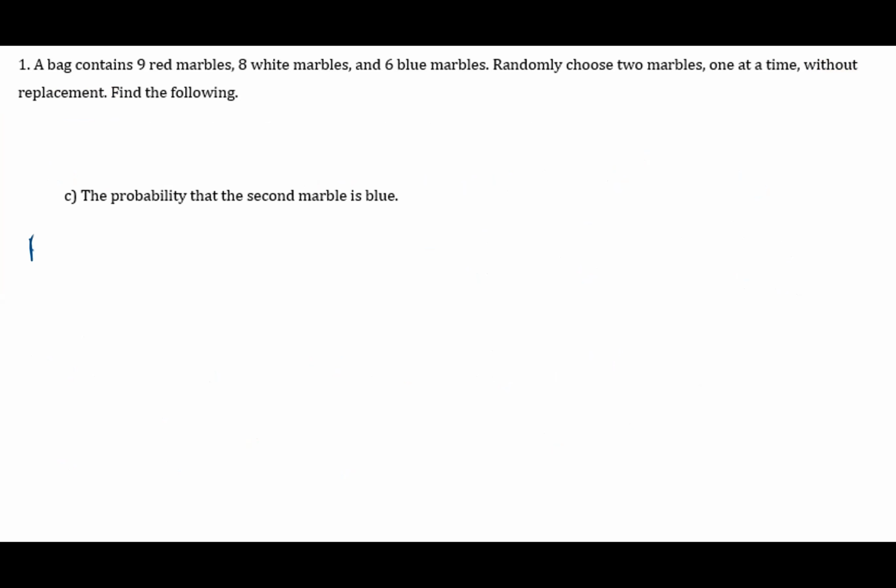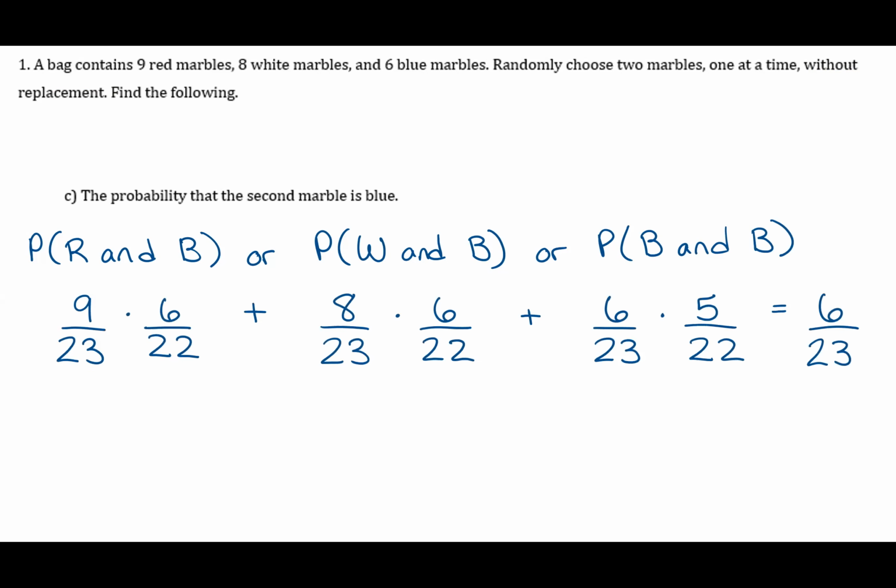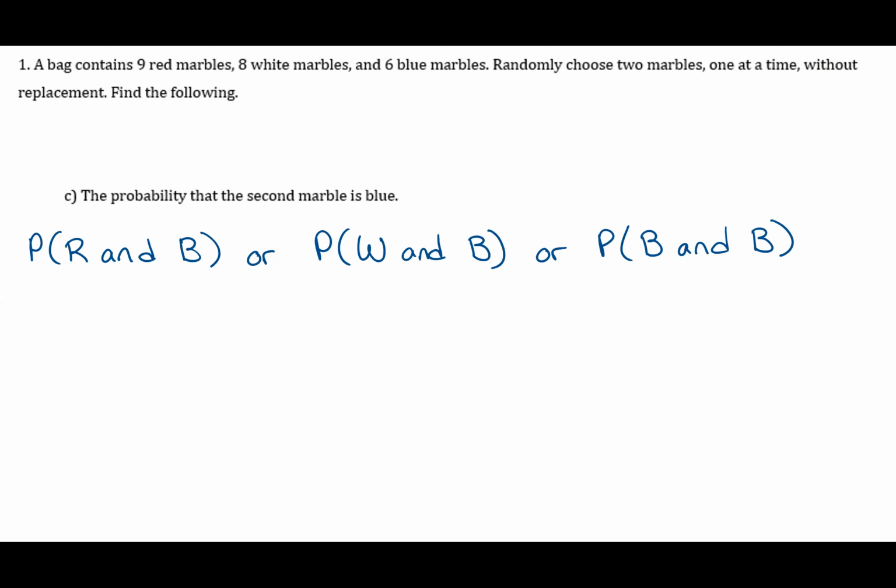Okay. So for part C, we're asked to find the probability that the second marble is blue. So you're kind of ignoring what the first one is there. So you have to assume it could be red and blue, or it could be white and blue, or it could be blue and blue. And now these are not necessarily independent events, are they? Or are they? I guess they are.